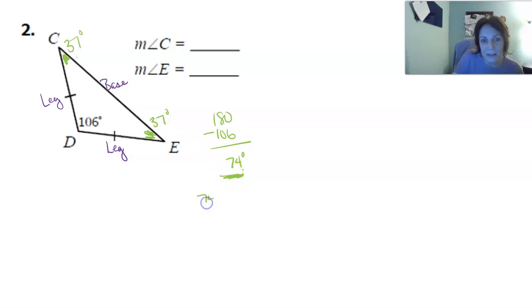You have to take this 74 and divide it in half. You have to divide it evenly between these because we know for a fact that they're the same. So we know there's only 74 degrees left to be had after this angle. Got to divide it evenly so my base angles are the same. So over here we can say we know what both of those are. They're 37 and 37.